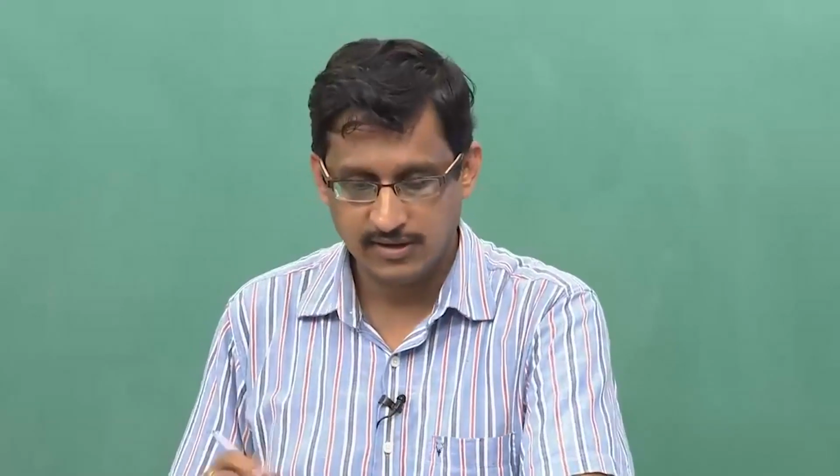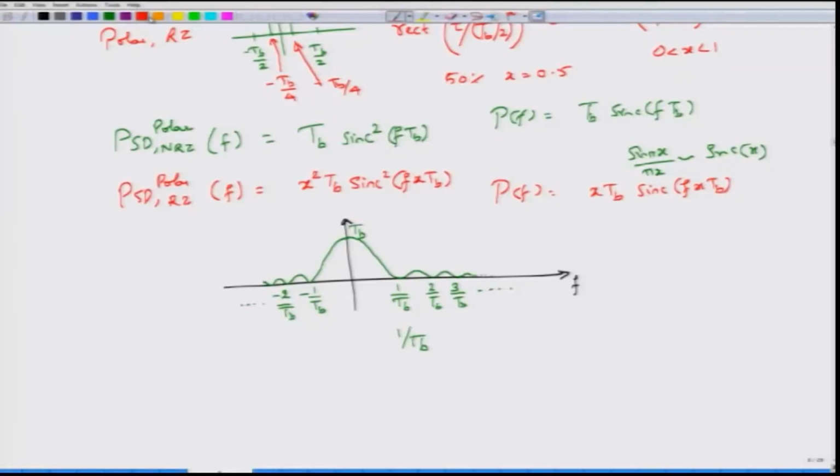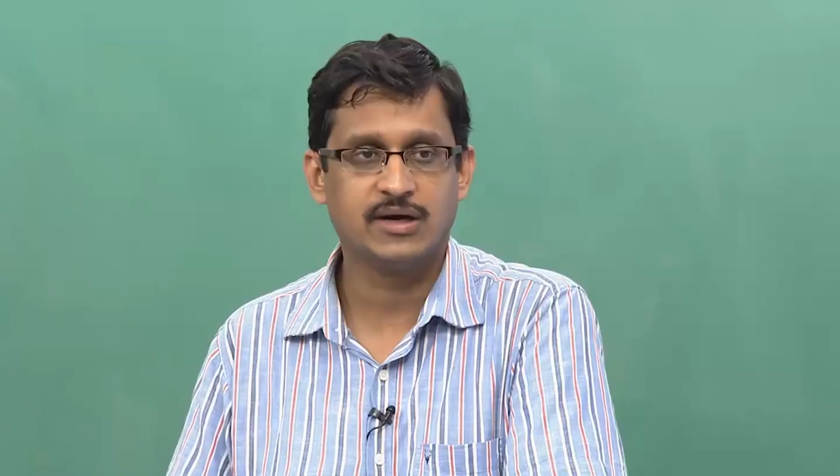Let us look at the RZ format bandwidth, and for this case we will assume that x is equal to 0.5. Okay. So, with x equal to 0.5, the amplitude of this function becomes 0.5 squared, which is about 0.25 times Tb, right. So, the amplitude at f equal to 0 will be 0.25 Tb, which is fine, but where does the first 0 occur? The first 0 occurs at 1 by x Tb, right. So, 1 by x is 1 by 0.5 Tb, which is nothing but 2 by Tb, and then the next 0 occurs at 4 by Tb, and so on.